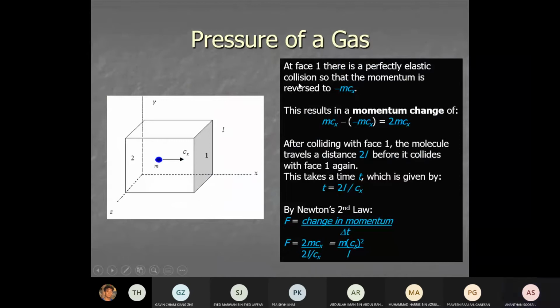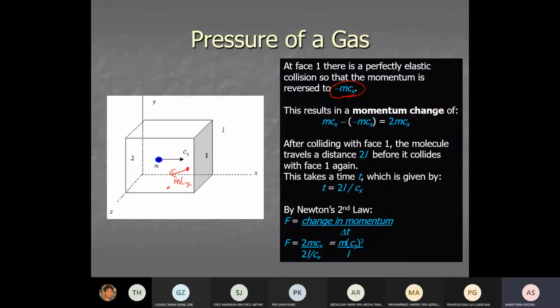At phase 1, we are just talking about the pressure on phase 1. We want to get the pressure on phase 1. At phase 1, there is a perfectly elastic collision, so the momentum is reversed to negative mcx. The particle collides and bounces back. The momentum will change, the particle moving to the left now after the collision. So now the momentum it possesses is mcx but negative. That's what I've written here. Negative mcx.